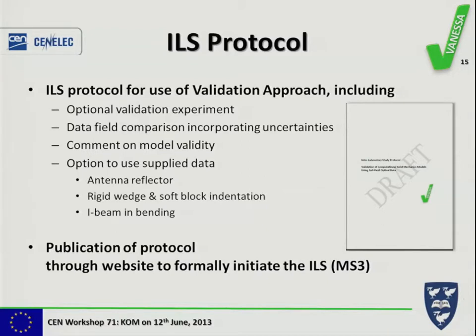So we've provided 3 different data sets, an antennae intended for use in space, a rigid wedge in contact with a soft material block, fairly difficult contact problem, and then an I-beam in bending that's applicable to a wide range of industries, including aerospace and construction and so on. So we've published that protocol through the Vanessa and the CEN website, and you can participate in our project by performing the validation procedure and giving us feedback on the protocol.